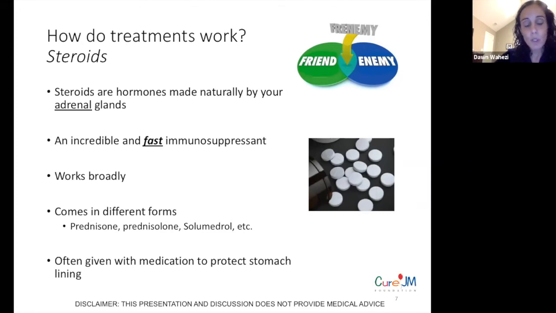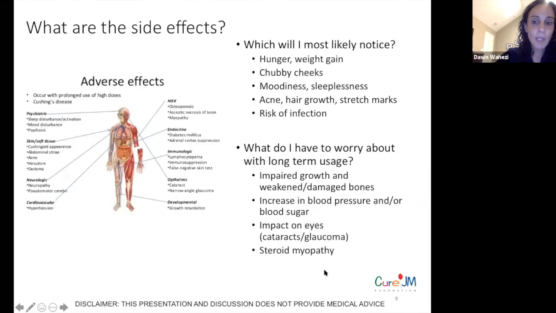Steroids come in different forms that you may hear. Prednisone is in pills, prednisolone is a liquid, and Solu-Medrol is given through IV, usually at higher doses. So there are different types of steroids that we use. Often we give steroids with a medication to help protect the stomach lining, because that is something that we worry about, especially at the higher doses. If you Google prednisone or steroids to see what they do and what their adverse effects are, you'll get an enormous list.